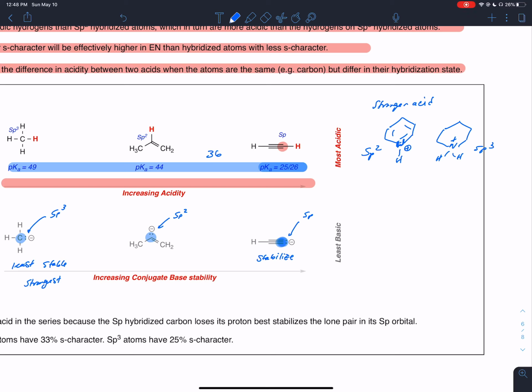And here we have the weaker acid, and this is based upon hybridization state. So hybridization state is a factor when the atoms are the same, but their hybridization state is differing. And the sp hybridized atom has more s character than the sp2, which in turn has more s character than the sp3, and we see increasing acidity because we have increasing effective electronegativity of the atoms and the ability to stabilize that negative charge when we have increasing electronegativity based upon hybridization state.